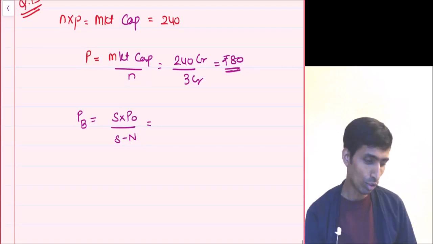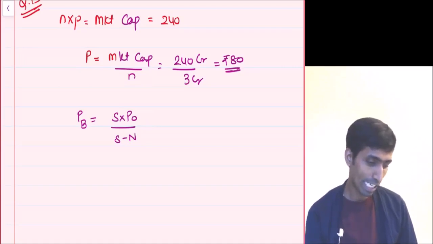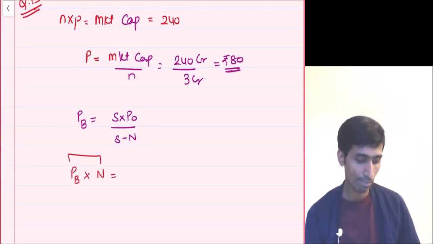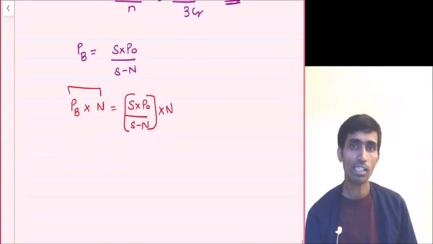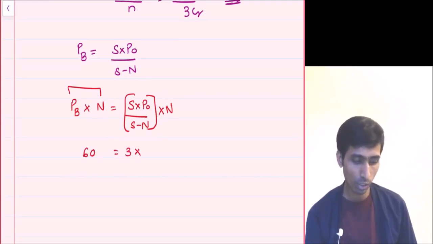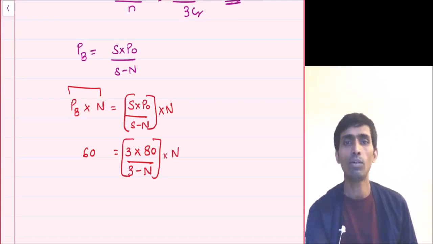So I'll multiply both sides with N. If I multiply the buyback price with N, this is the amount I need to spend. I don't know the price. S into P0 upon S minus N, the whole multiplied by N. Now 60 crores is equal to S, which is 3 crore outstanding shares, current price is 80, upon 3 minus N, the whole multiplied by N. This is the number of shares.